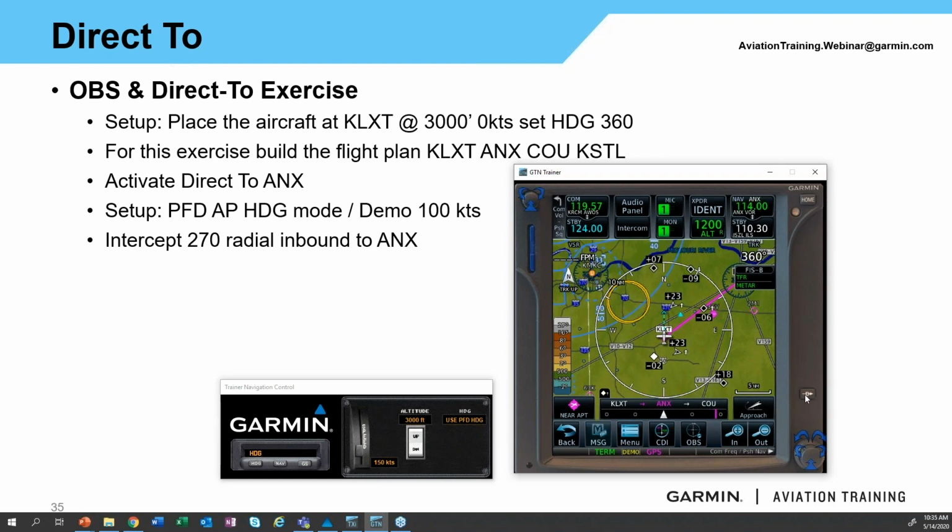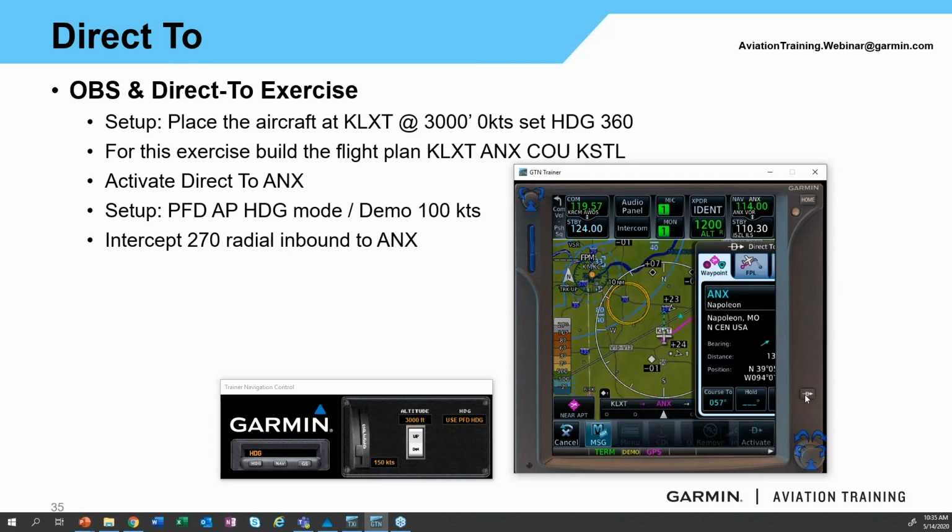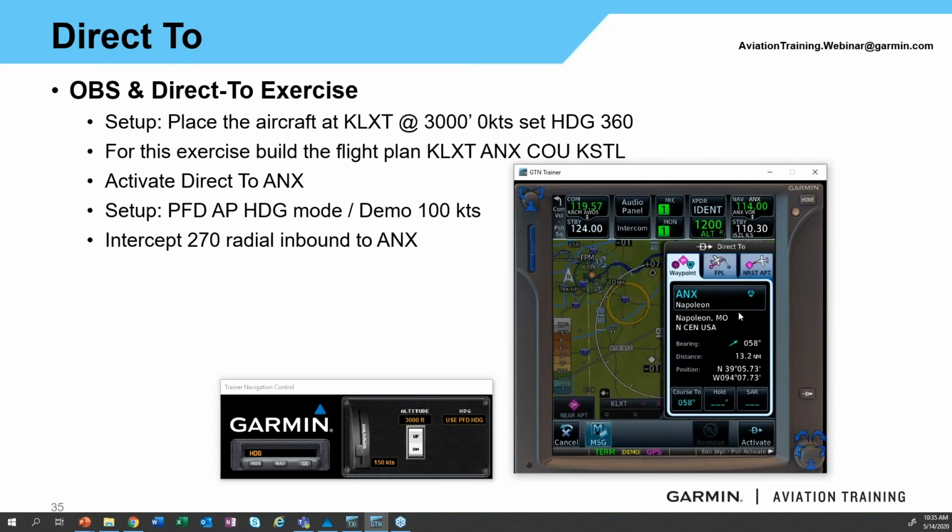I'm on heading mode. Changing my nav won't change the automation, right? I'm still flying on the autopilot. So I can go direct to, I'm going to go direct to ANX, but I don't want to go direct to via my present course, because that's what's defaulting. I want to go direct to via that 270 radial.